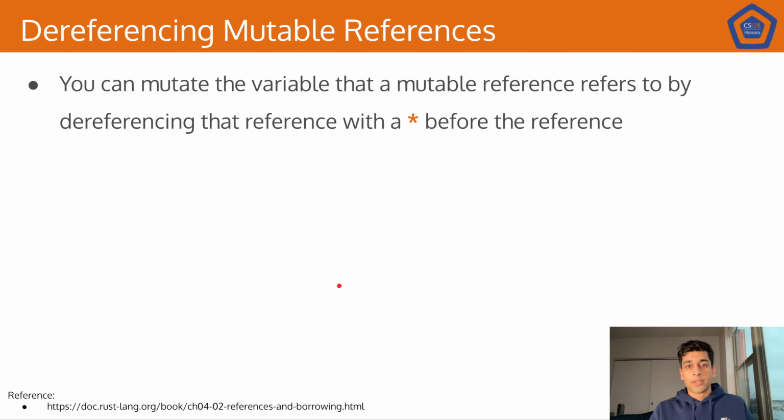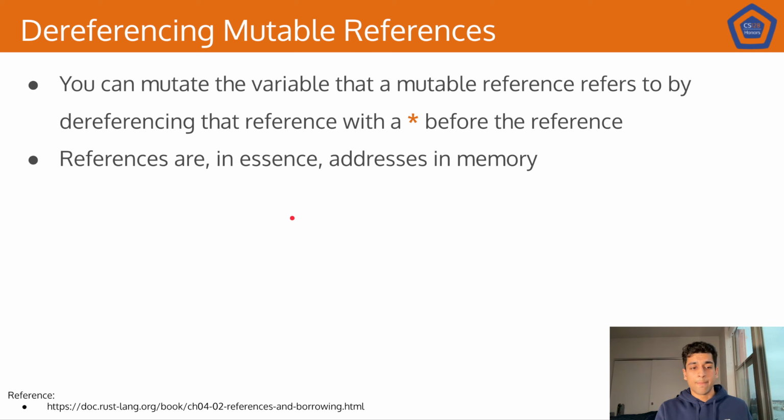If you don't know what dereferencing is, it's similar to pointers in C++. If you want to change the data that a pointer points to, you add this star in front of the pointer, and you're able to change the data with star pointer equals your new value. So you can mutate the variable that a mutable reference refers to by dereferencing that mutable reference with a star.